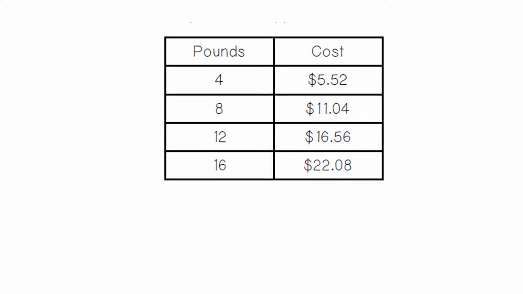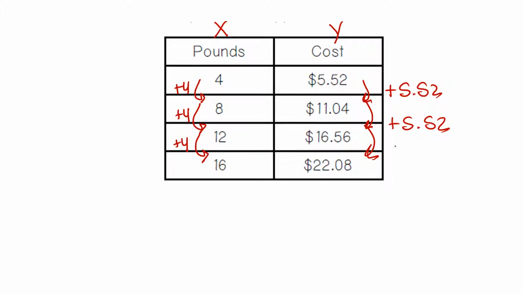For this problem, we're talking about pounds and cost. We can label pounds x and cost y. We can see that we're counting for 8, 12, and 16. That's going up 4 each time. 4 plus 4 is 8, 8 plus 4 is 12, 12 plus 4 is 16. On the other side, we're going from 5.52 to 11.04, which is going up 5.52 each time.